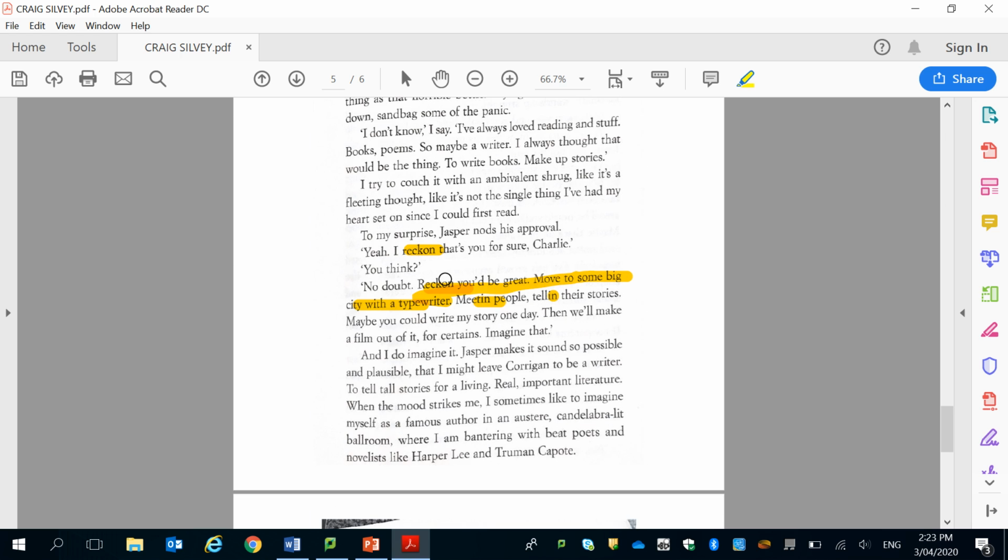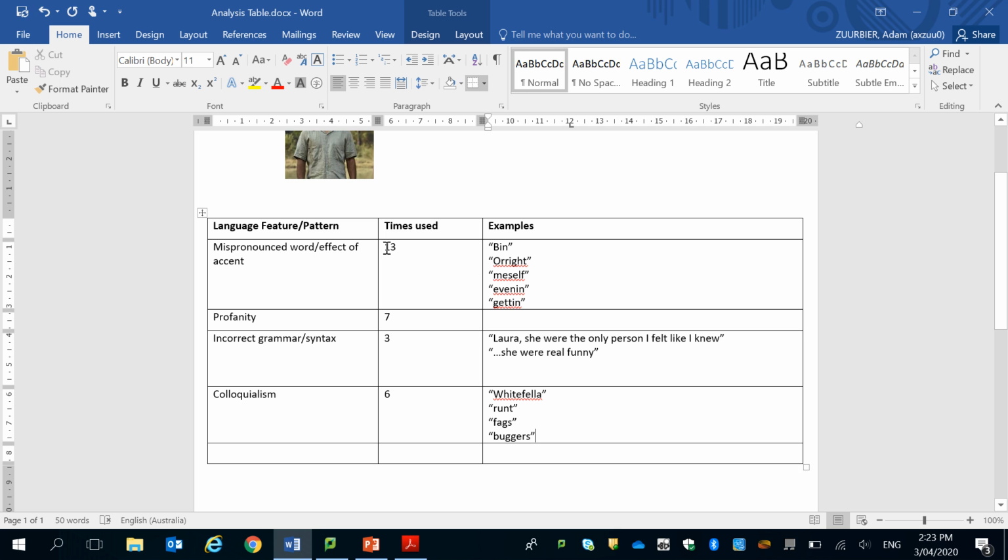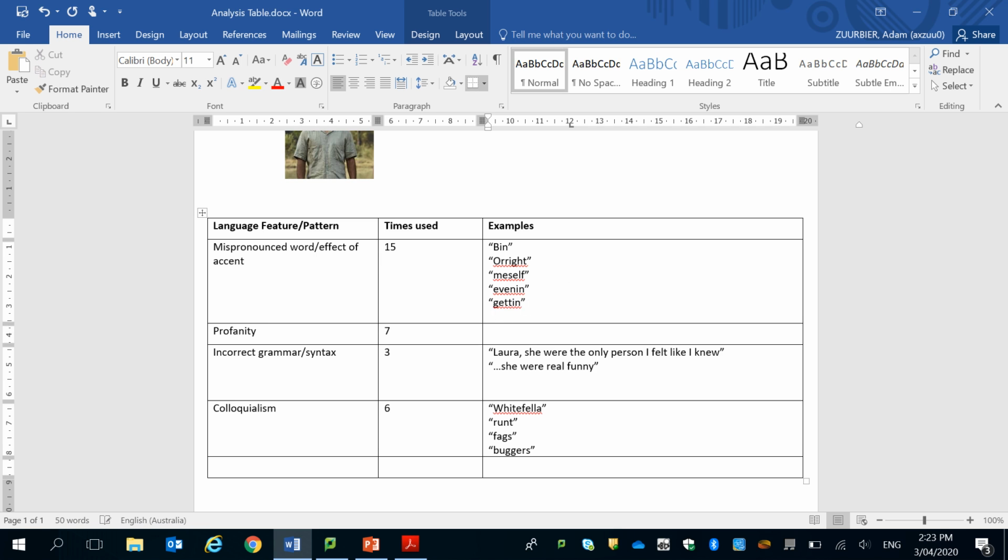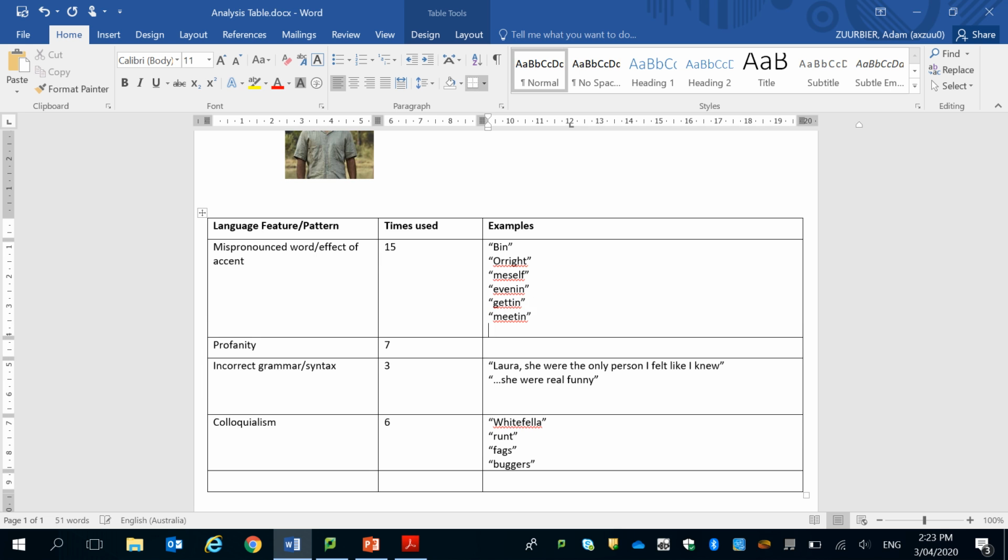Alright, what have we got? We got reckon. Okay, so that's a slang term. No doubt, reckon you'd be great. Move to some big city with a typewriter. Meeting people, telling their stories. Meeting and telling. Okay, so they are mispronounced words. So that's 15. Meeting and telling.